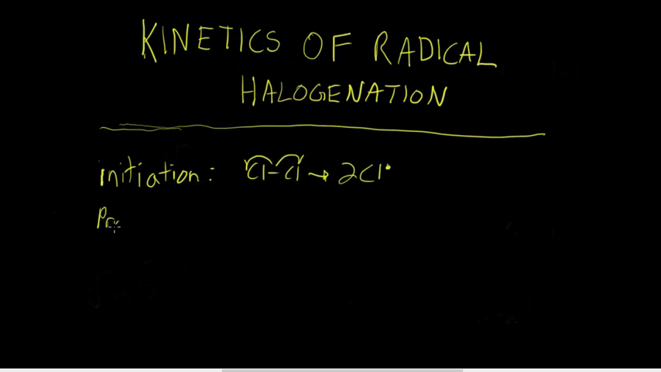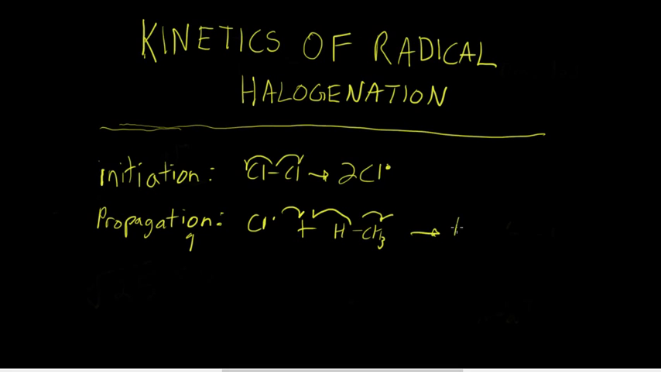Then you have two propagation steps, which work in tandem to form your product. Your products are HCl and chloromethane. So the first, propagation 1, chlorine radical reacts with one of the hydrogens, it combines with one of the hydrogen atoms in methane. You get HCl, and you get the methyl radical.